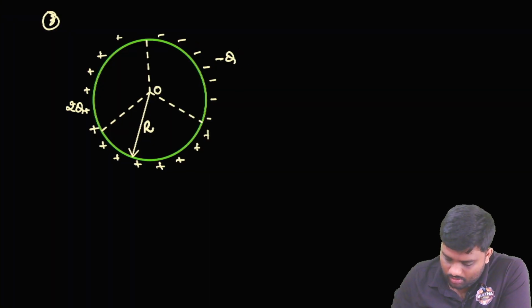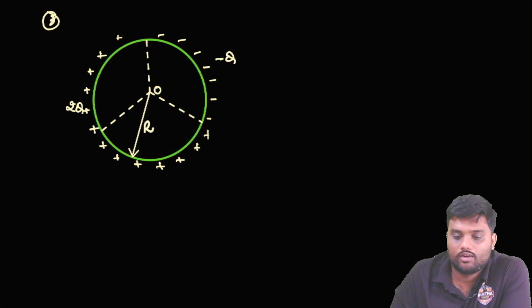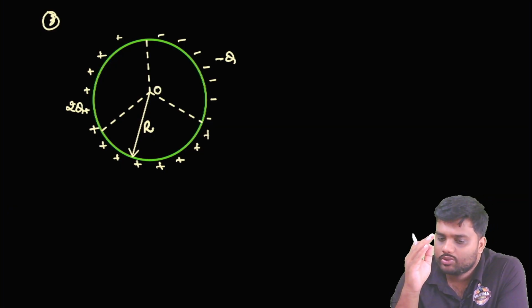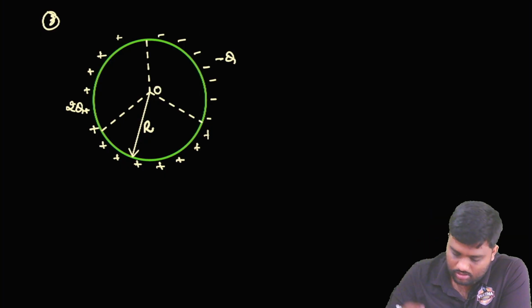Now tell me, what is the electric field at point O due to this charge distribution on this circle of radius R? See, this circle is actually divided into 3 equal parts. For 2 parts, it is actually having 2q charge.